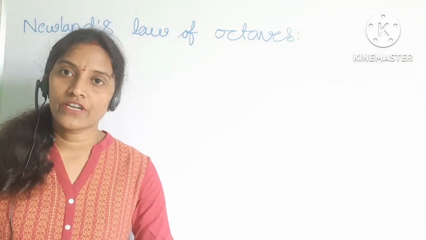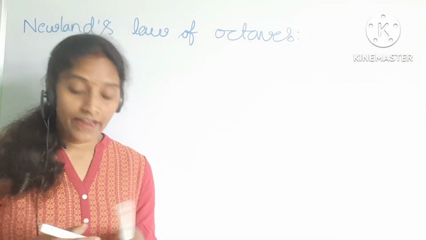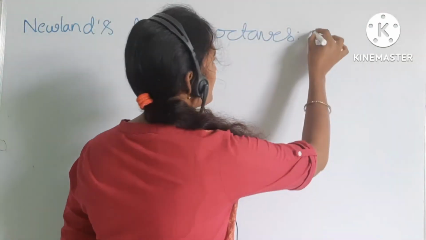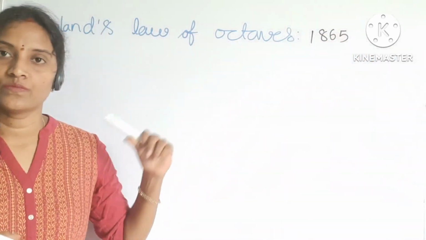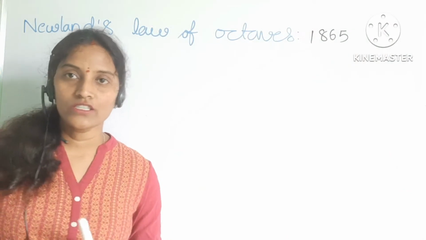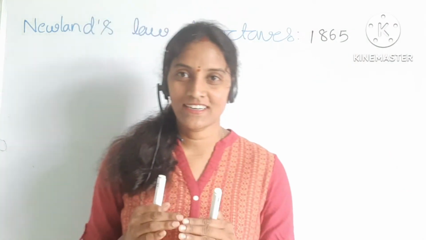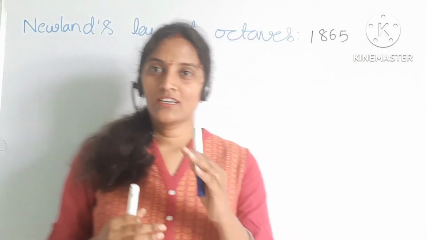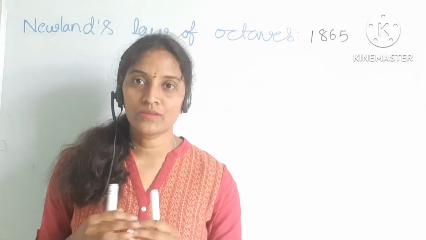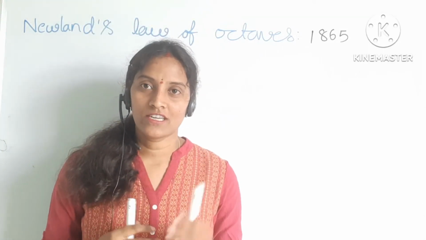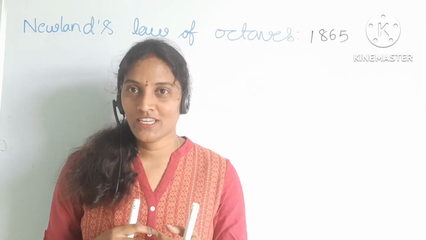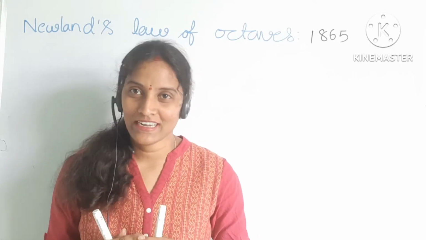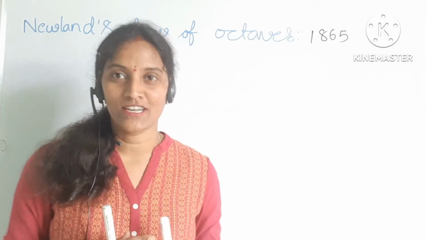Actually, this classification was proposed in the year 1865. He was an English scientist. According to Newland, actually he is a lover of music. First, you know about musical notes. 7 musical notes are there. Based upon musical notes, he tried to classify elements. How is that? We can see now.